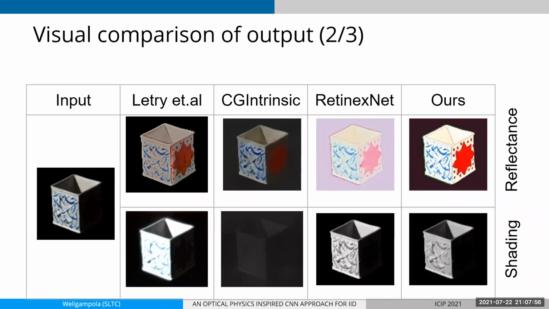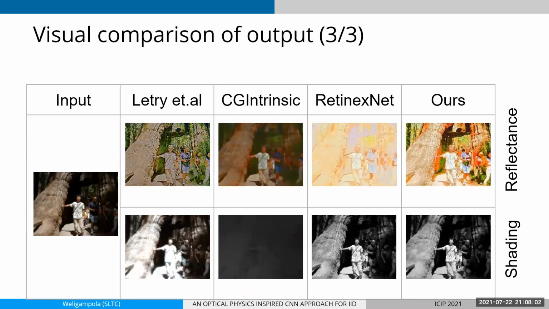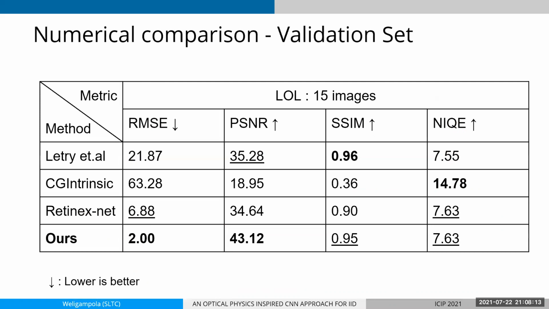But despite all these observations, the proposed model does not always give the most visually pleasing output. For example, in this case, the reflectance is highly saturated, and as a result, it fails to transfer most of the lighting information to the shading. So to do an objective comparison, we move on to numerical metrics.